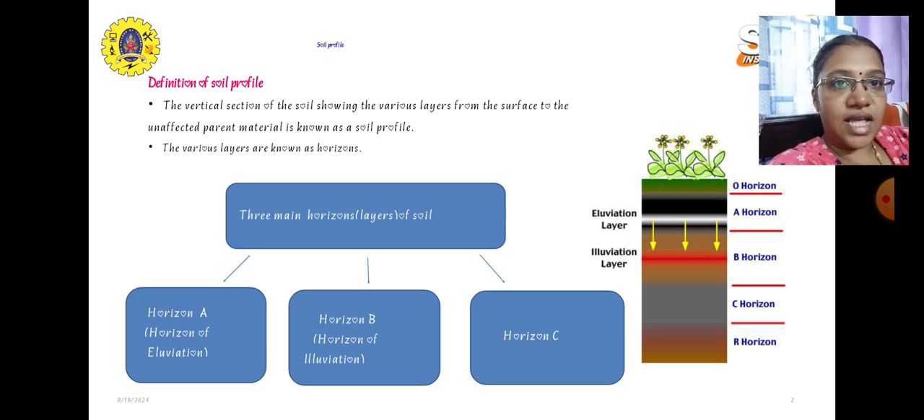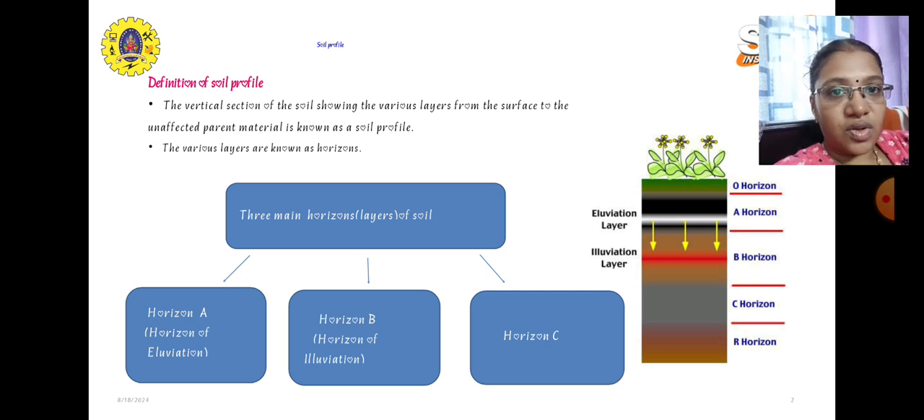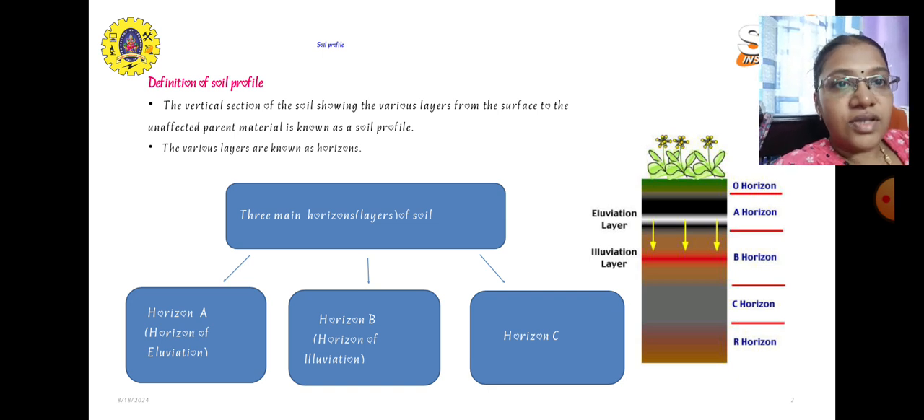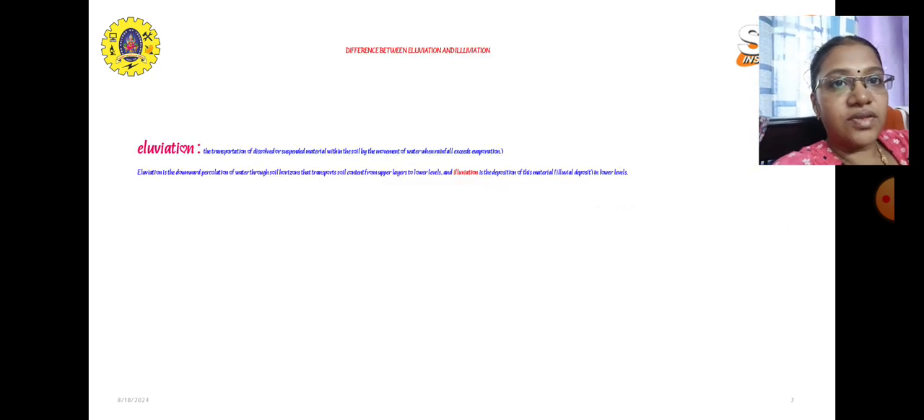So there are various layers known as the horizons. The three main horizons or layers of soil are the horizon A, B and C we categorize. So horizon A, B, C, and on the top O and the R horizon. So eluviation layer and the illuviation layer we call it as. Okay. So these are the three main layers of the soil.